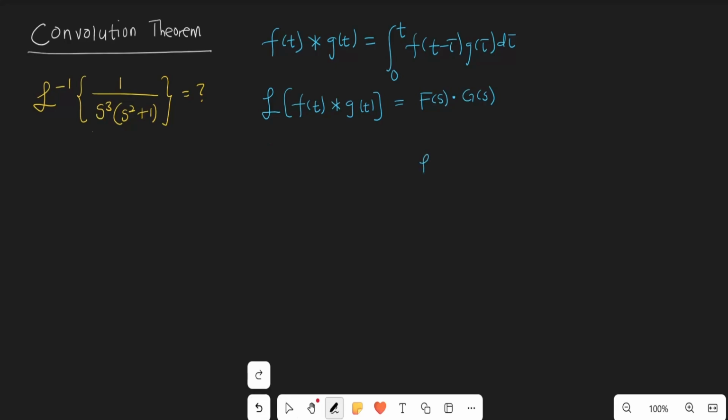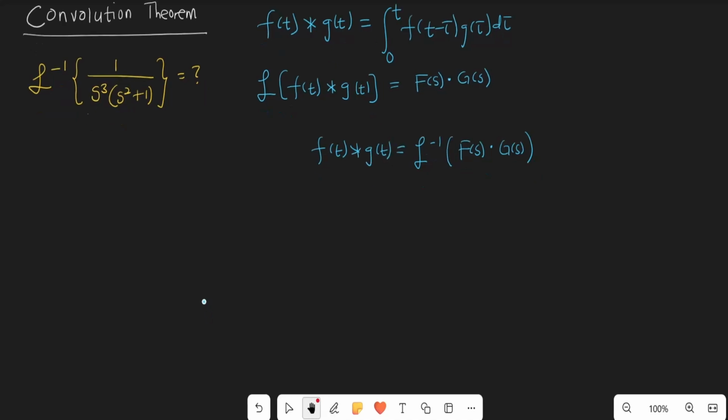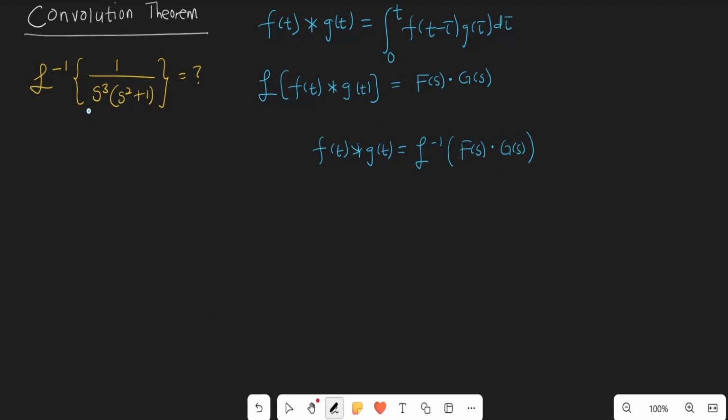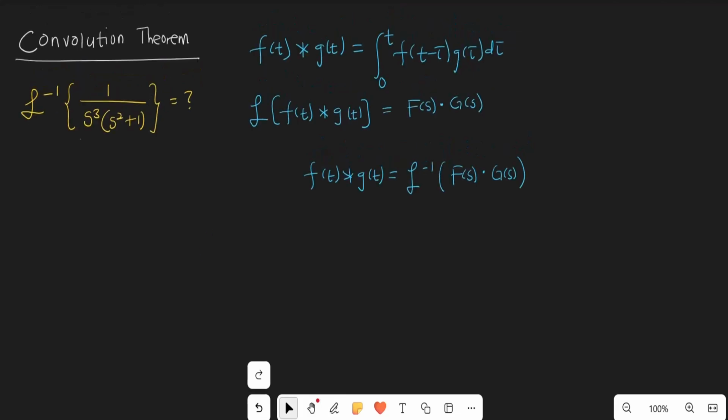So if we take the Laplace inverse of the right hand side, the Laplace inverse of F of s multiplied by G of s, this is going to return the convolution. So this is going to be f of t convoluted with g of t. It's just like taking the Laplace inverse of the product of two functions in terms of s. So if you are asked to use the convolution theorem, you have to break this down into the product of two functions, just like F of s and G of s. So let's go ahead and break this down into the product of two different functions.